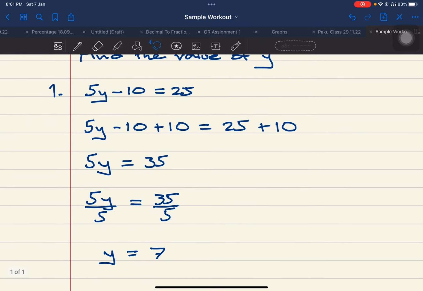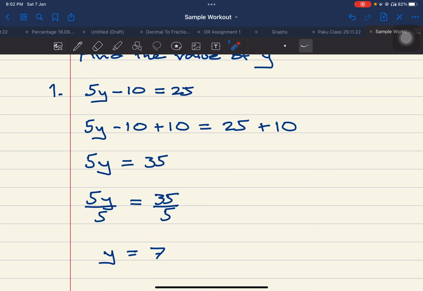So we can look back, and if we substitute 7 here, you'll see that 7 times 5 is 35, and 35 minus 10 gives you 25 for the left-hand side. And if you look carefully, you will see that we also have 25 on the right-hand side. And this equal sign holds true. For the left-hand side we have 25, and for the right-hand side we have 25, and they're equal. This is what we are looking for in this particular workout.